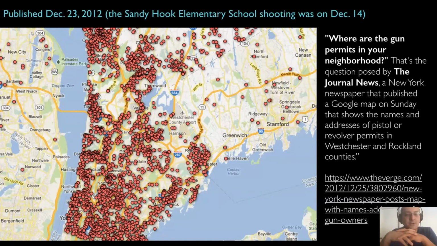What this map is showing, each one of those dots represents one person in several counties of upstate New York who have a gun permit, right? In the United States, you can acquire a gun permit. It's perfectly legal. You go, you apply, you get a gun permit. You get a paper that you take home.